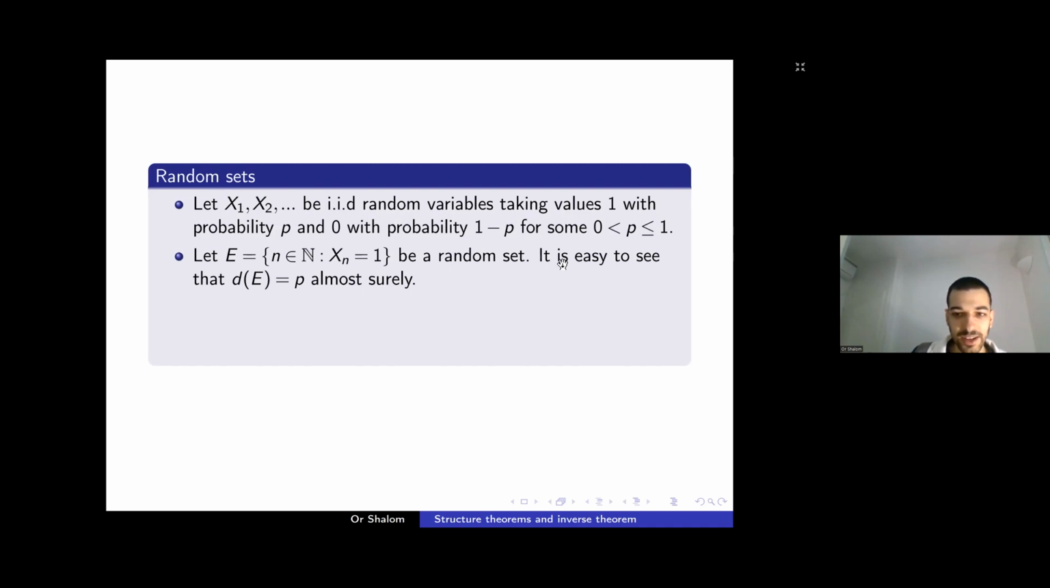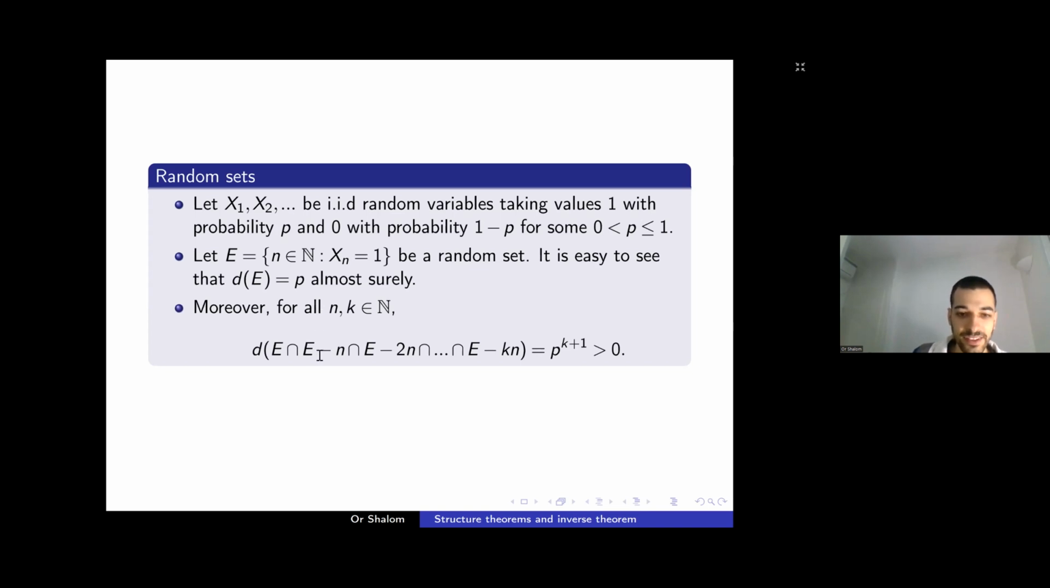But using elementary probability theory, the density of E by definition is the limit of the average of these random variables. And by probability theory, it almost surely converges to the expectation, which is P. So another way of seeing this construction is just like you take a coin and you toss a coin infinitely many times, but you only write down the times where it lands on heads, for example. Then you will get a set of density 1/2 almost surely. So this is a way of getting sets of positive density. And here we take advantage of randomness to prove Szemerédi's theorem.